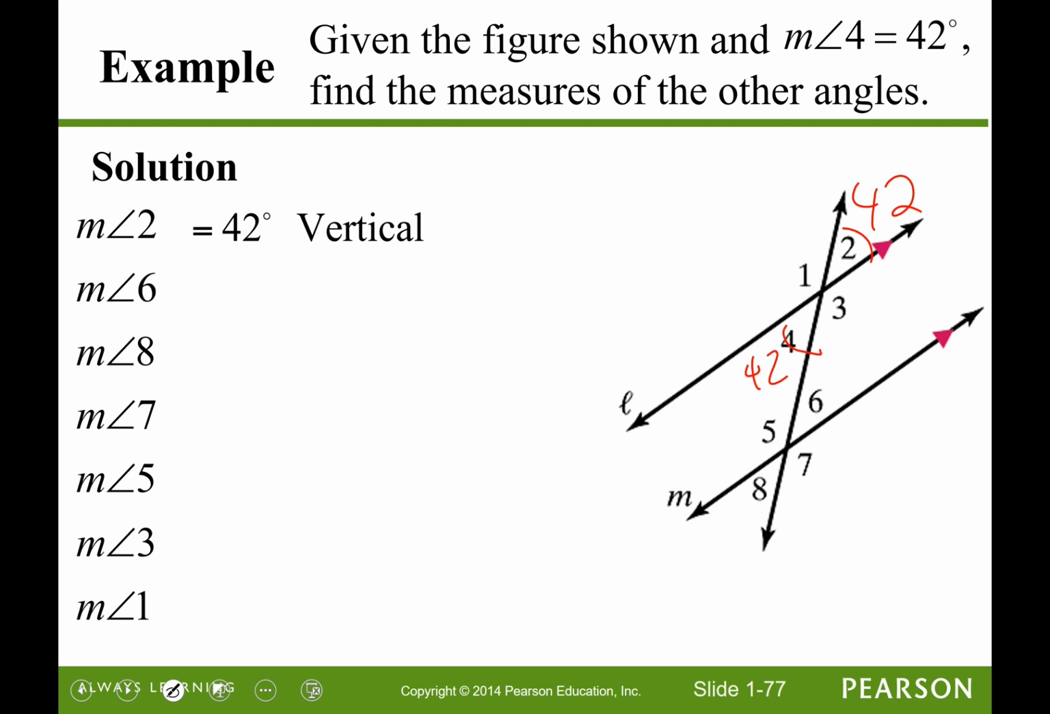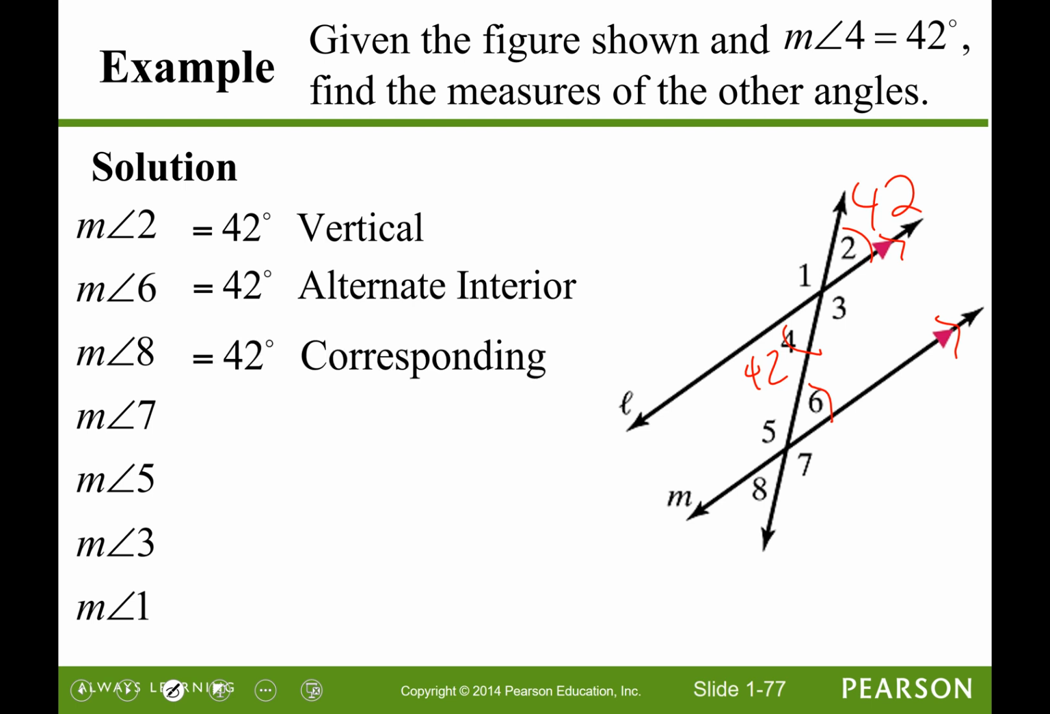Measure of angle 6. If you said 42 degrees, you got it right. Justification: it's the alternate interior angle with angle 4, and alternate interior angles are congruent if our lines are parallel, which they are. So that would be the alternate interior angles theorem, converse.